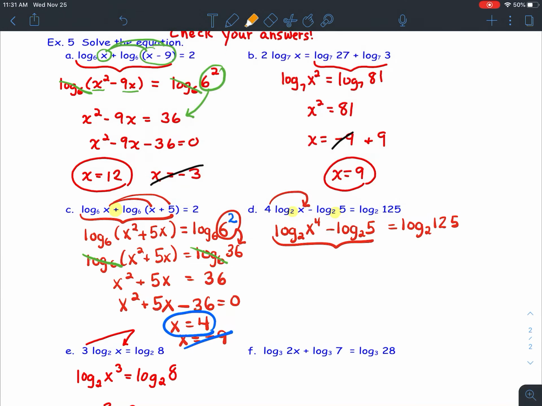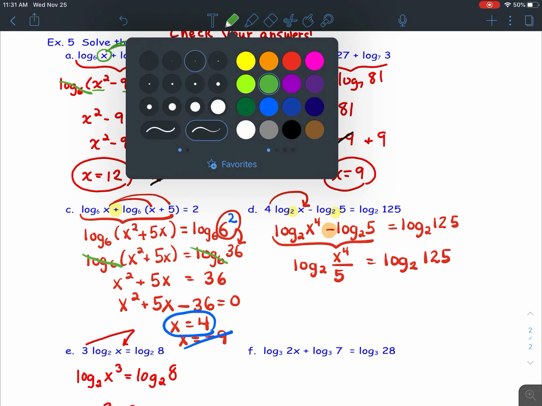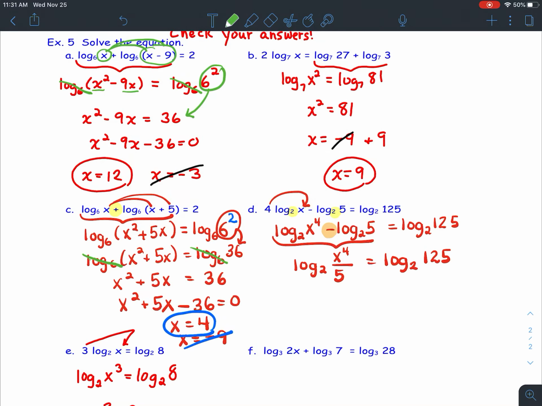Now, make sure that you're paying attention here. We are subtracting these 2 logarithms, so that means I'm going to be dividing their arguments. X to the 4th over 5, and that's going to equal the log that I have over here on the right side. Okay, I think we're good to do the one-to-one property now. I've got 1 logarithm on each side of the equation.